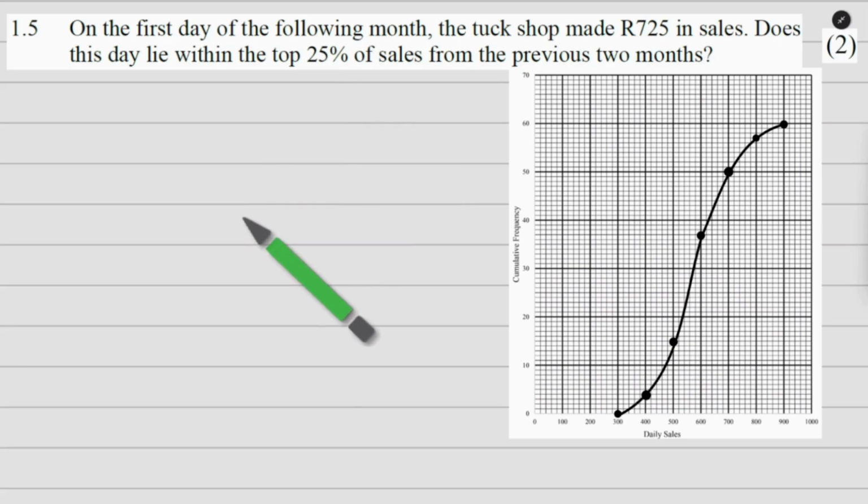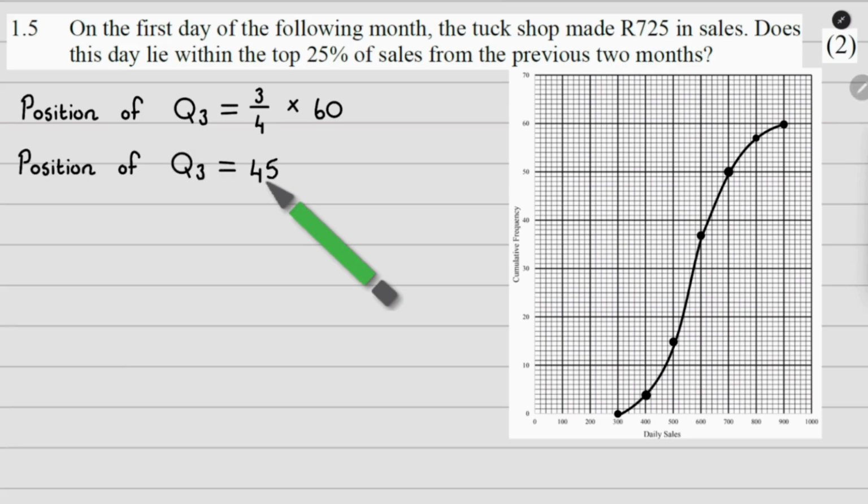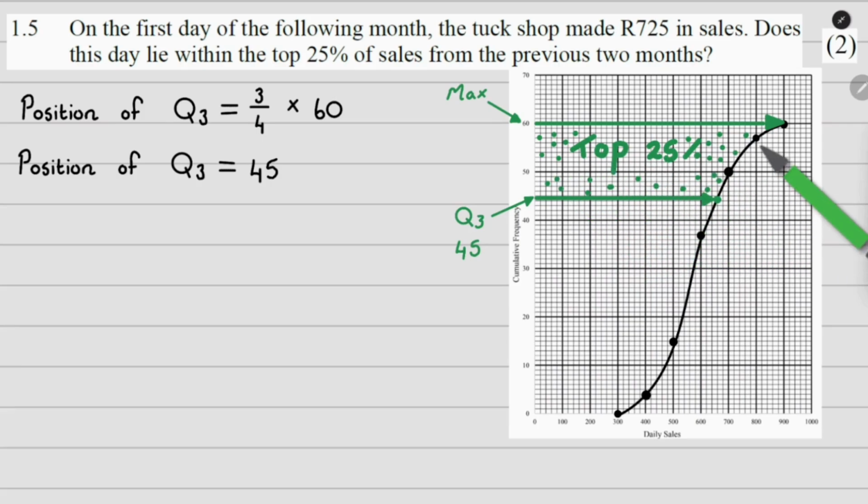So if I want the top 25%, I want to go for the upper quartile. So I want Q3. And to get Q3, I need to know the position of Q3. And to get the position, you just take 3/4, multiply it by 60, which is the highest cumulative frequency that you can find on your Ogive. Pop it into your calculator, and it returns you 45. Then you come to your Ogive, and on the y-axis, you find your maximum and Q3, and then you go across, and it's going to tell you where the top 25% is when you go down over here.